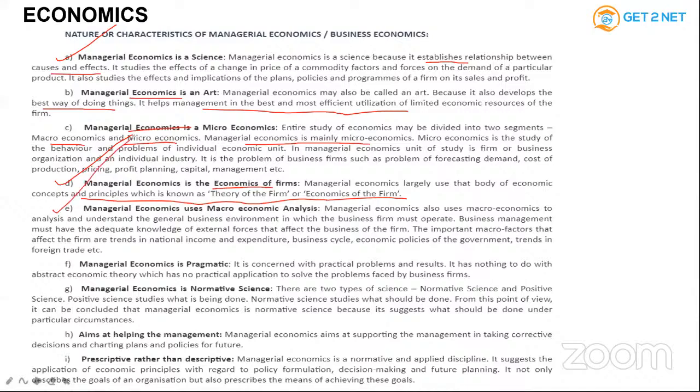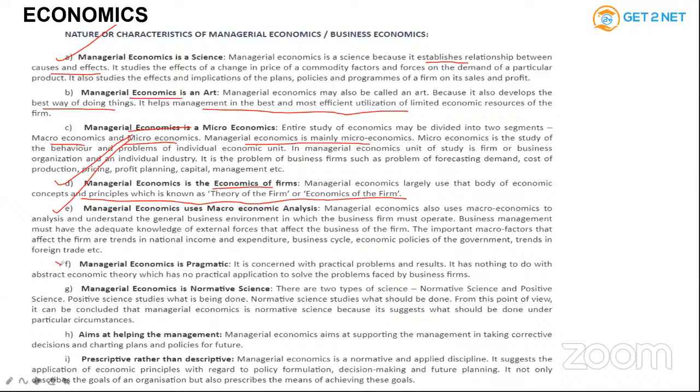Now, managerial economics uses macroeconomics. I said, whenever you are taking any decision related to your organization, what are you taking into consideration? What is the legal scenario now? What is the political scenario now? Is there any technological change in the environment that has taken place? Are we not taking those into consideration? So thereby we can say managerial economics uses macroeconomic analysis.